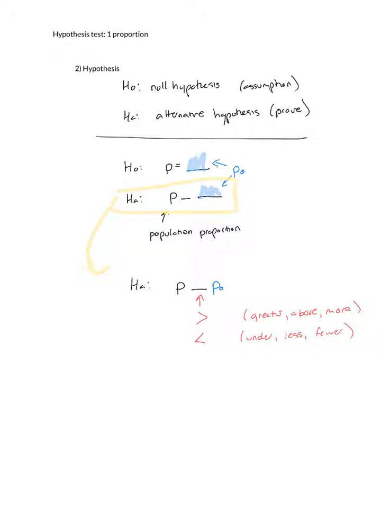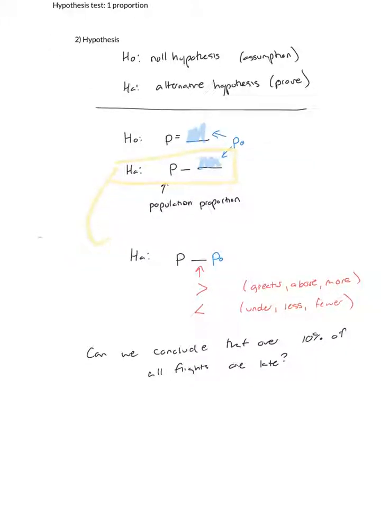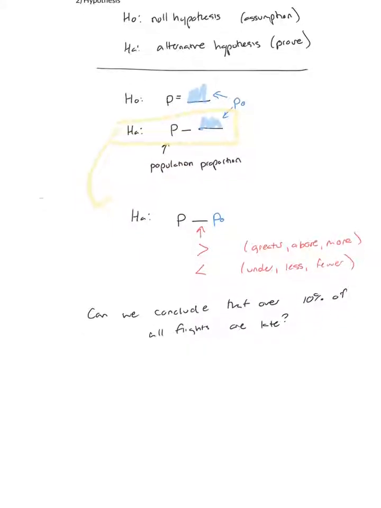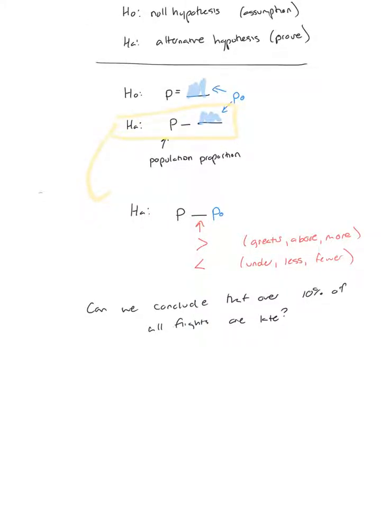Let's go ahead and look at an example of this in order to get a little bit more in depth into it. Let's say, for example, I want to run a hypothesis test, and I want to check, can we conclude that over 10% of all flights are late? Now, in order to understand why we're doing a hypothesis test on this, we need to assume, first of all, that I don't have access to all flights. And because I don't have access to data on every flight ever taken, I need to take the data I already have and then make an inference about what would happen with every single flight.